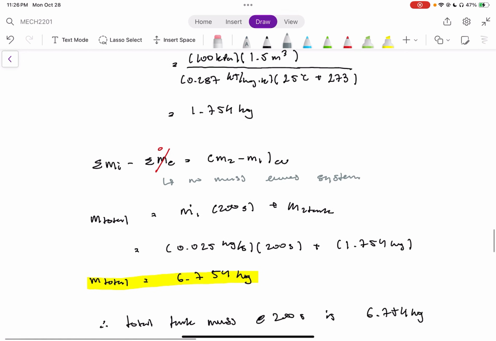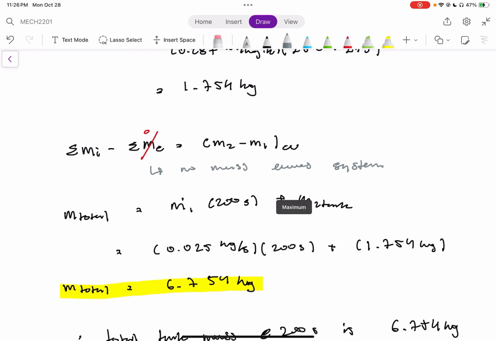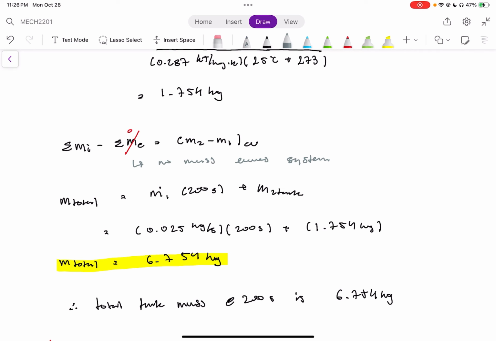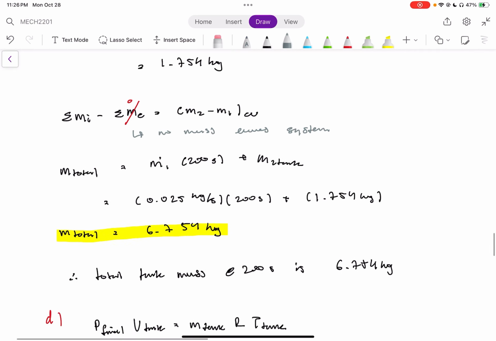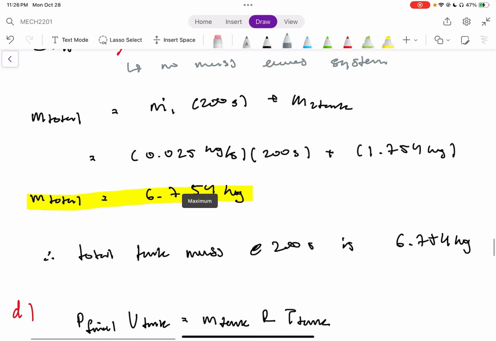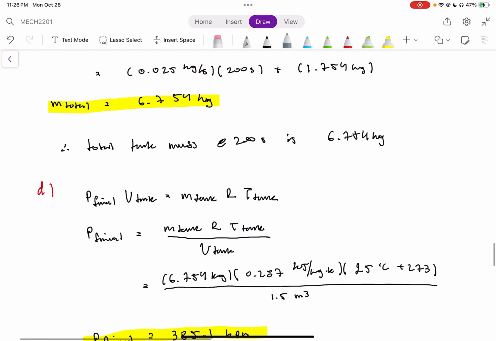Now, Me equals 0 because there's no mass leaving the system of the tank. There's only mass entering. So this would be the equation that we have, plus the mass two, the initial mass of the tank. So after 200 seconds of operation, the final mass of the tank would be 6.754 kilograms.